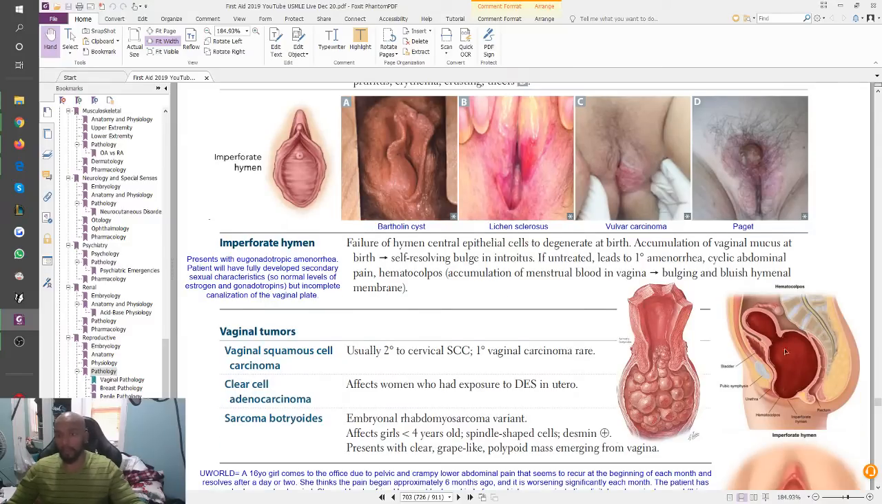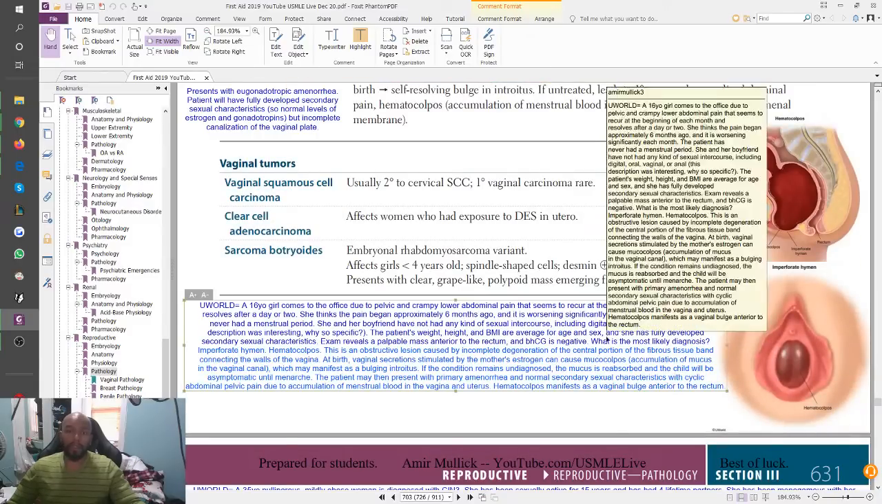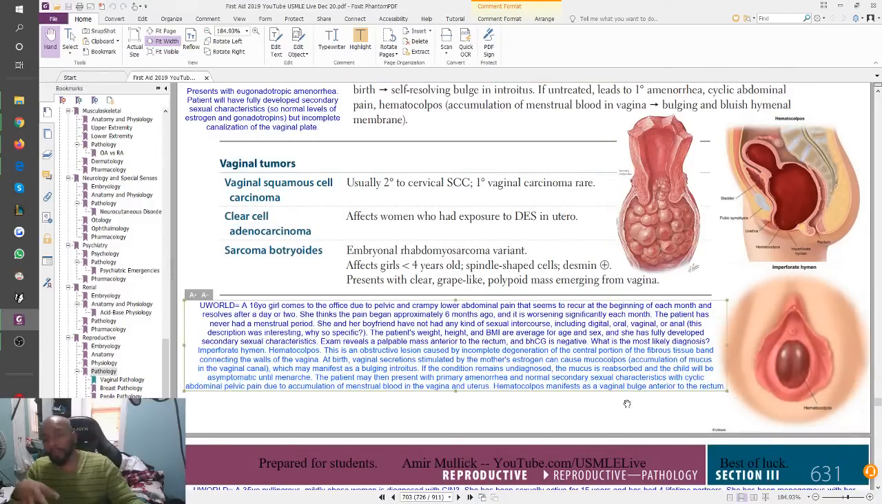actually menstruate. So all the blood is accumulating, and there's a question down here that shows you how this can present. But keep in mind, this is a UWorld question, which of course, being UWorld, tells you way too much information in the clinical scenario. Not all of that needs to be given to you. So they tell you a 16-year-old girl comes to the office due to pelvic and crampy lower abdominal pain that seems to recur at the beginning of each month and resolves after a day or two. She thinks the pain began approximately 6 months ago, and it is worsening significantly each month.